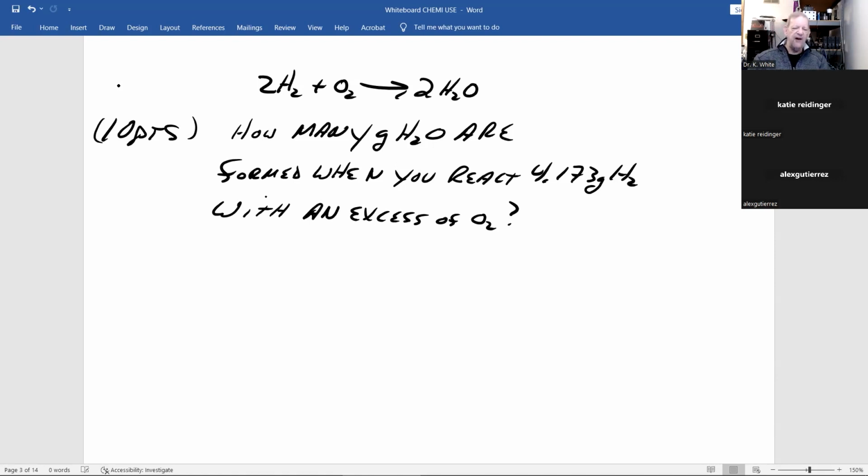All right, let's look at this problem. How many grams of water are formed when you react 4.173 grams of hydrogen with an excess of oxygen? Well, hint, if you're given a balanced chemical equation, it's going to be the 3-step. But what are we being asked to find? Grams of water. What are we given?